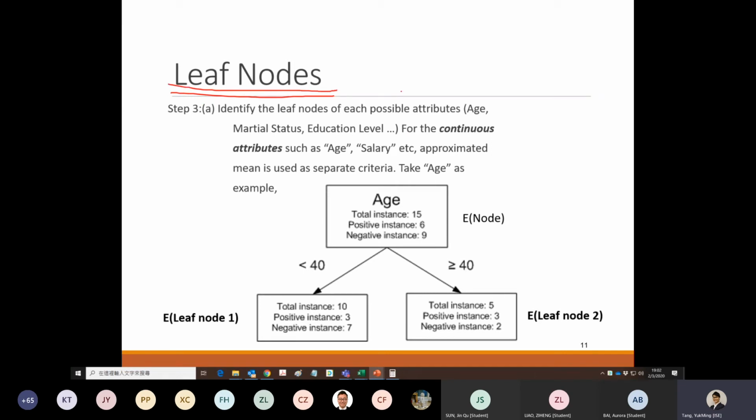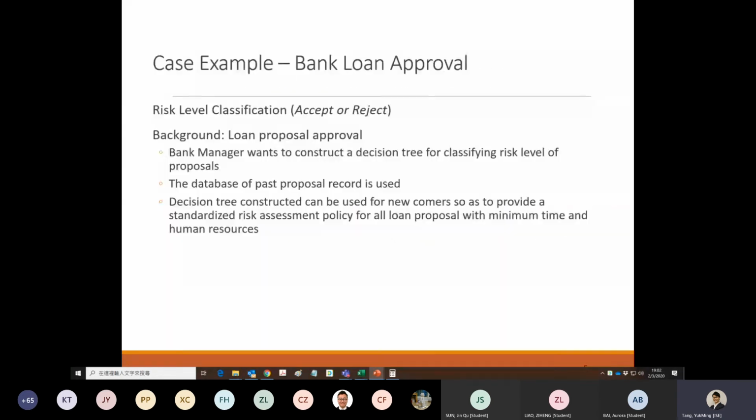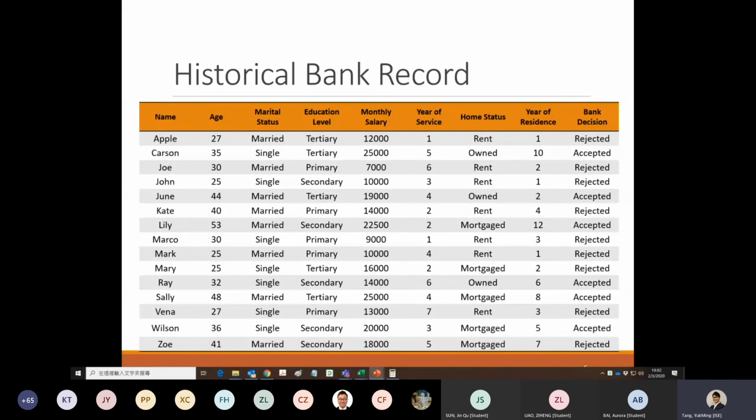So what are the leaf loops? Each possible attribute is called a leaf loop. What are the possible attributes in the database? Go back to the database. What are the attributes for the customer? The name is not an attribute, it's just the name of the customer. And this one is the final decision of the bank, so it is not an attribute of the customer either. The attributes are age, status, education level, monthly salary, year of service, home status, and year of residence.